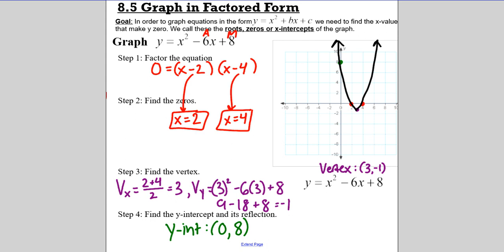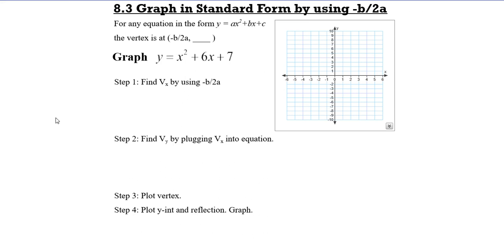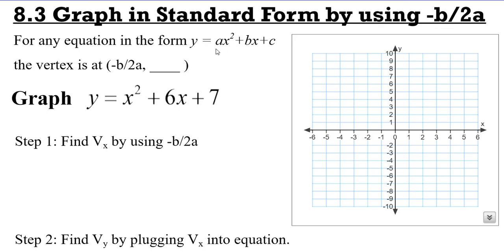The third section that we did was graphing in standard form. And this is when we could not factor. So if I have something in standard form but I cannot factor it, the vertex's x-coordinate is always going to be at negative b over 2a. So if I wanted to graph this one, you can see I could try factoring. What numbers multiply to be 7? Well, 1 and 7, but that doesn't add up to be 6. 1 and 7 add up to be 8. So I can't factor it.